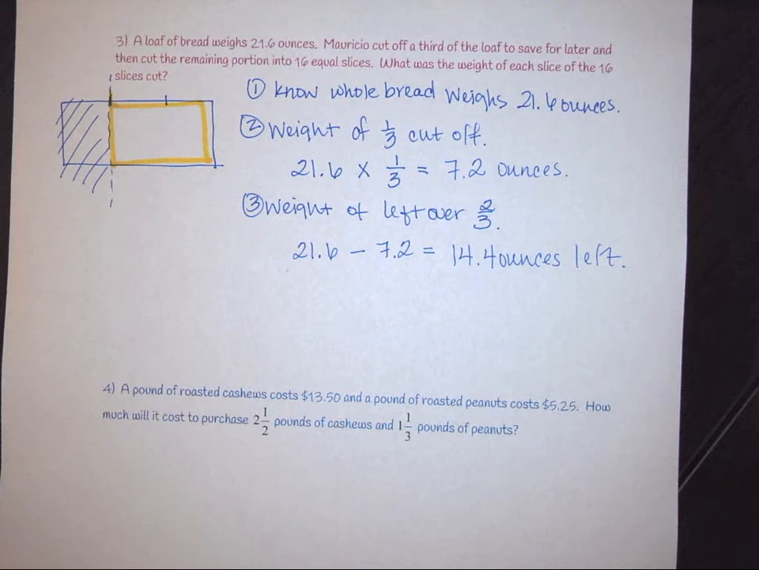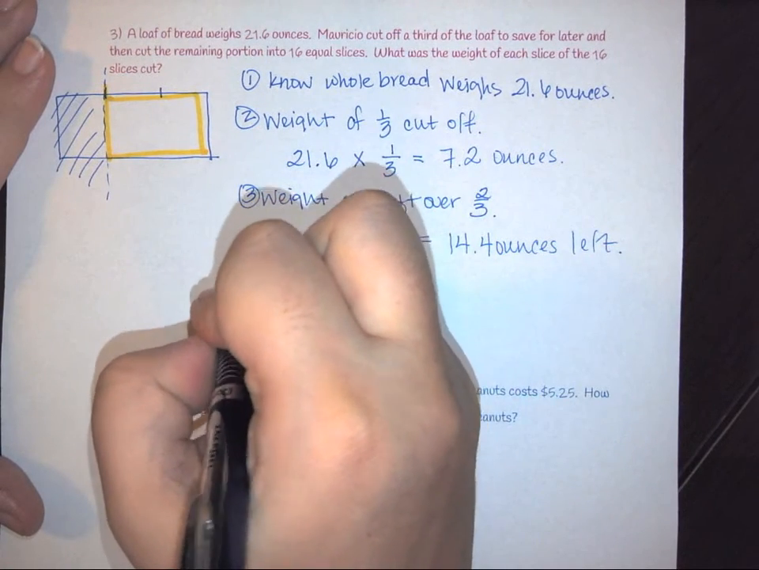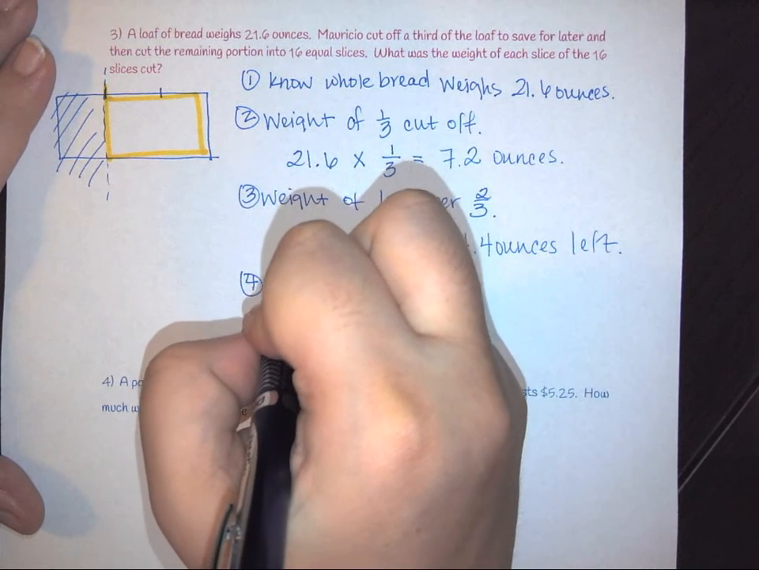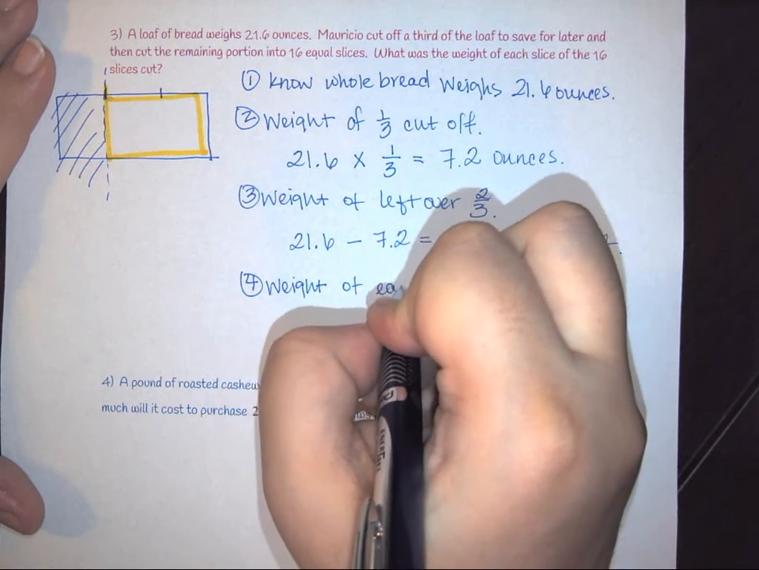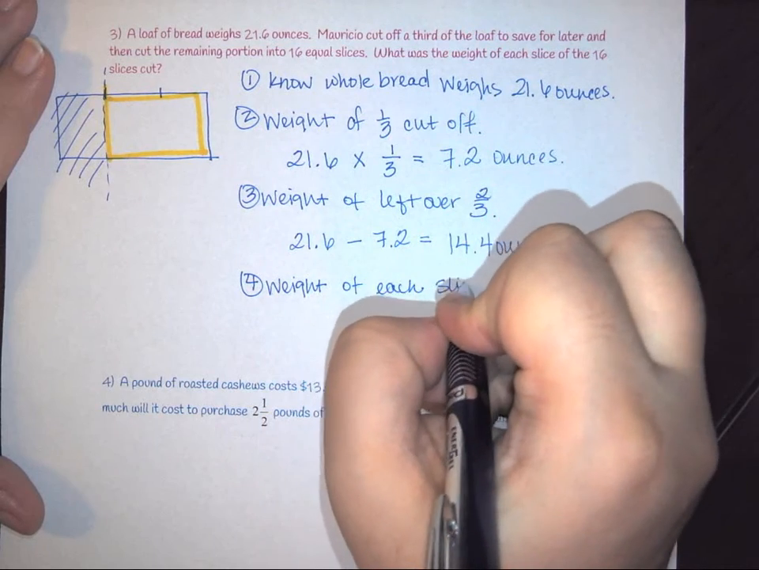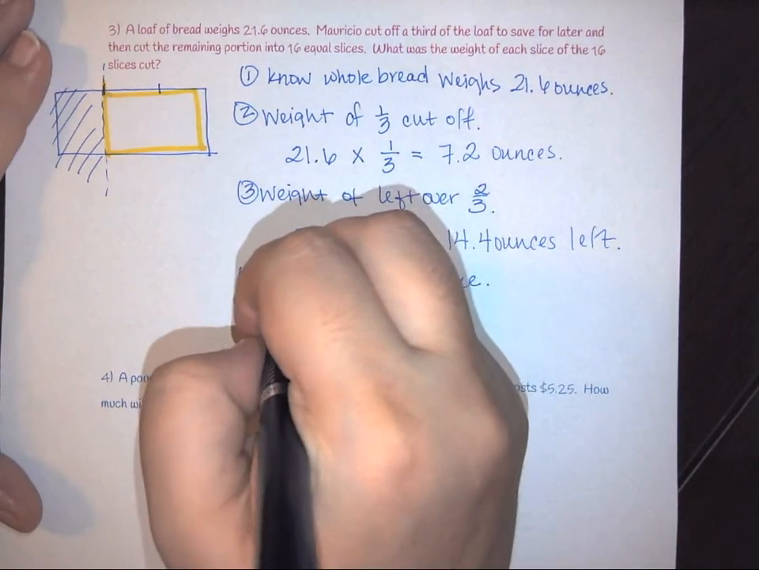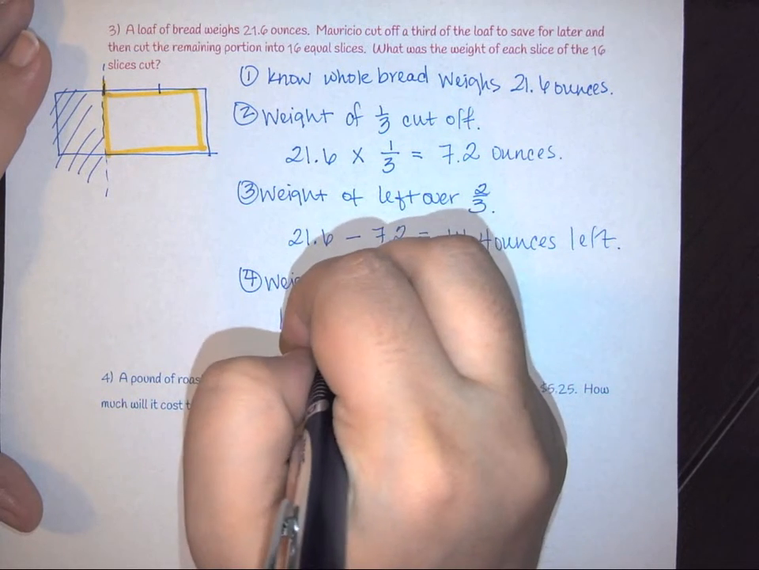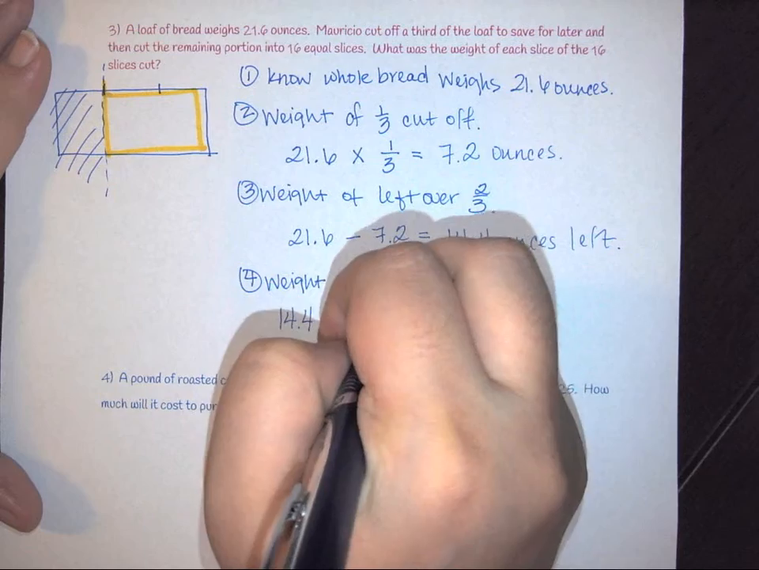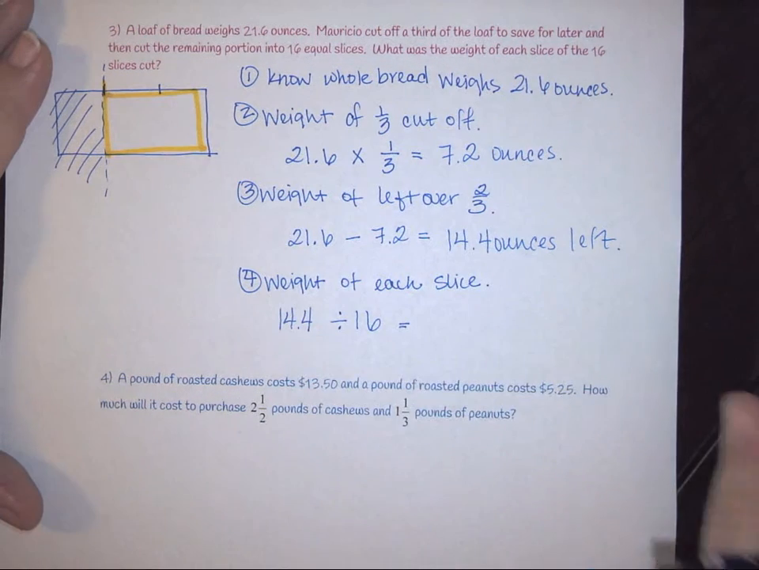Finally, we have to find the weight of each slice, and we know that there are 16 slices. So the last thing we need is to find the weight of each slice. We're going to take what's left, so 14.4 ounces, and divide it by 16 pieces. And that is going to tell you the weight of each slice.